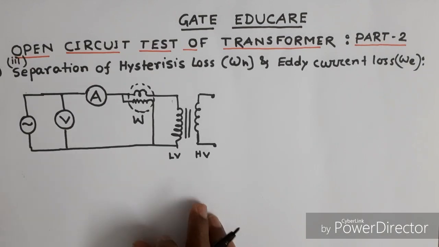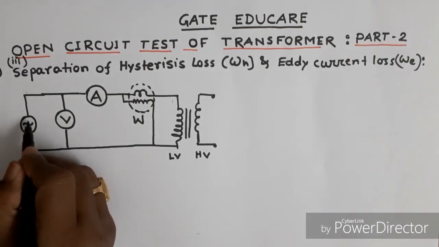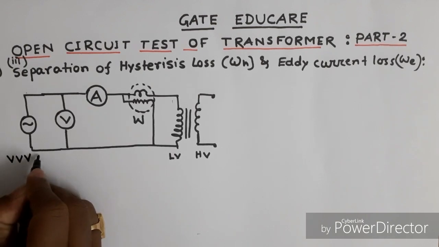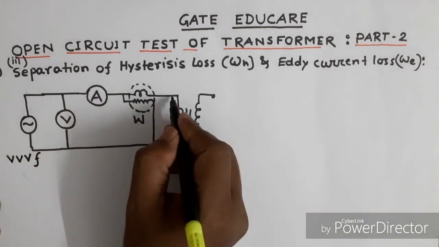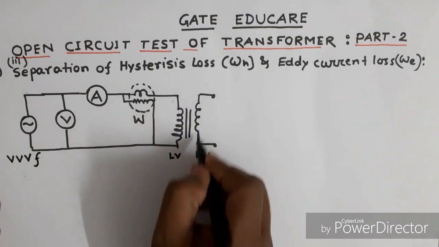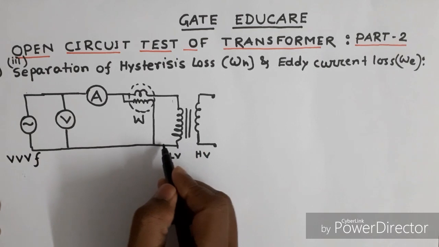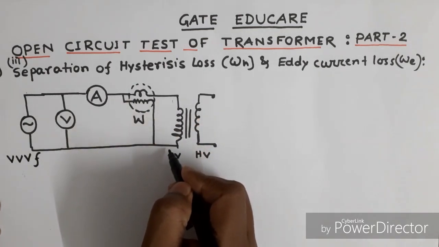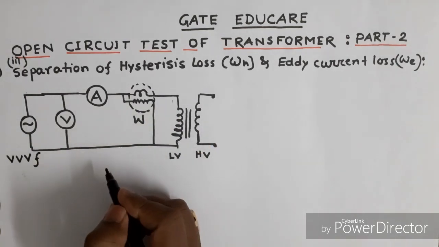For separation of hysteresis loss and eddy current loss, we need a voltage source of variable voltage and variable frequency. The ammeter is connected in series with the transformer, the voltmeter is connected across the transformer, and the wattmeter is connected so that the power consumption can be easily measured.